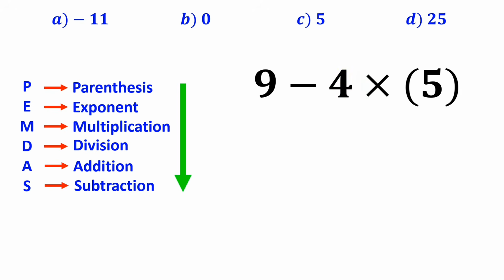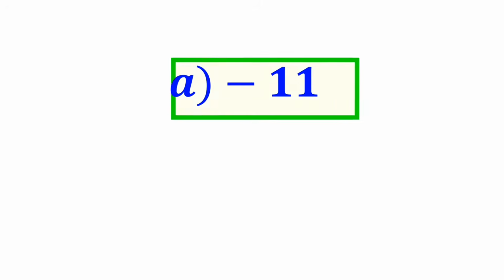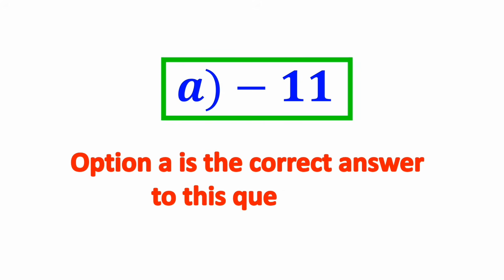In the next step, we move on to multiplication, since it has a higher priority than subtraction. So we write this expression as 9 minus 20. And finally, the value of this expression is equal to negative 11. Therefore, option A is the correct answer to this question.